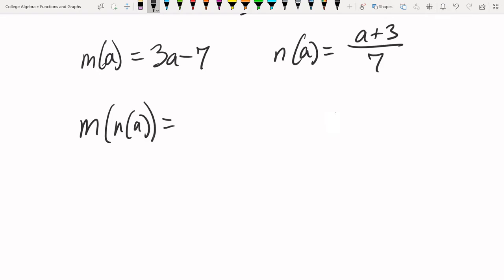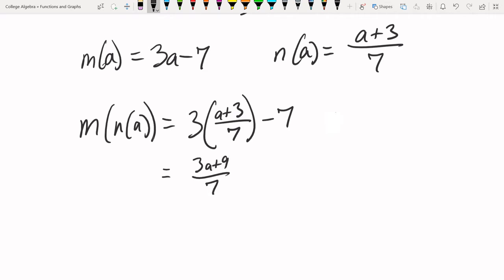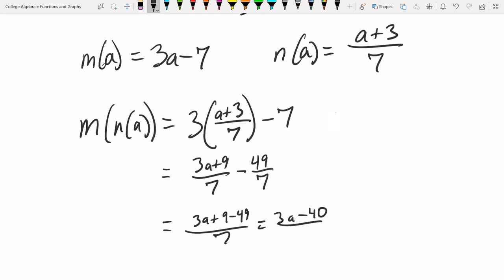Plugging n of a into m of a, we get 3 times (a plus 7), or (a plus 3) over 7, minus 7. Distribute 3 in there, we get (3a plus 9) over 7 minus, I'm going to change the 7 into a common denominator, so it's 49 over 7. So (3a plus 9 minus 49) over 7. This gives us (3a minus 40) over 7, and that cannot simplify any further. What we want is a, but this thing does not equal a. And so we can stop there. We don't even have to check n of m of a because they're not inverses.